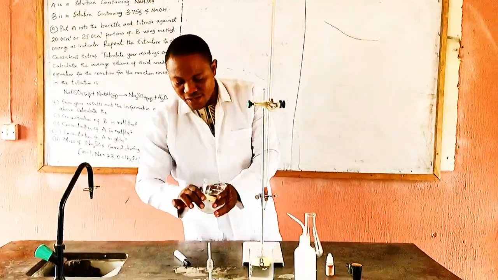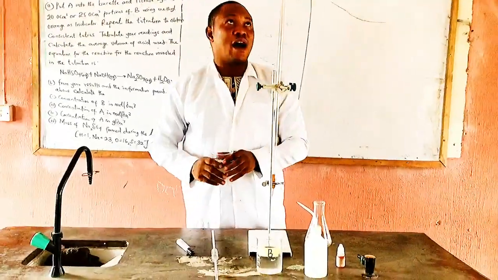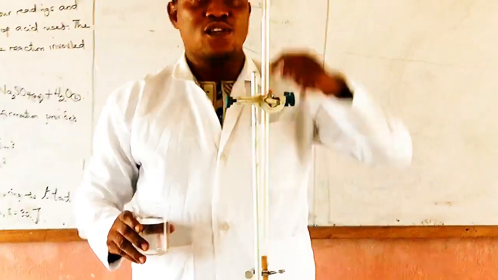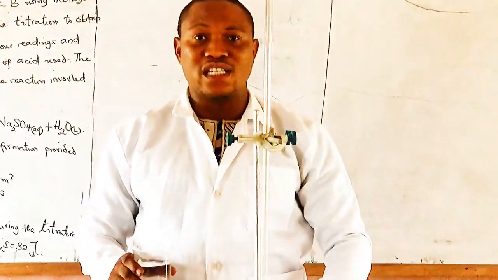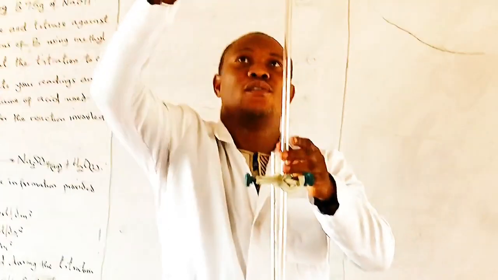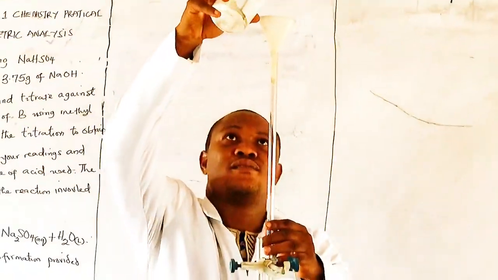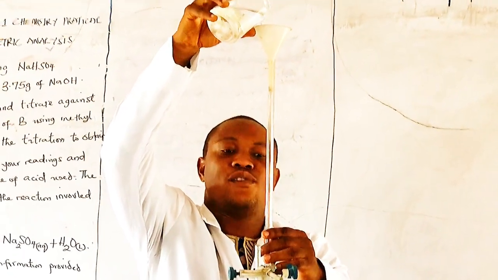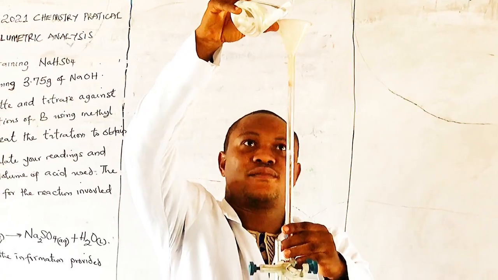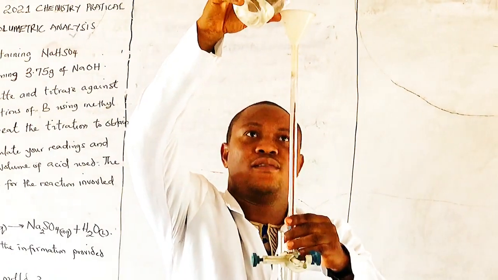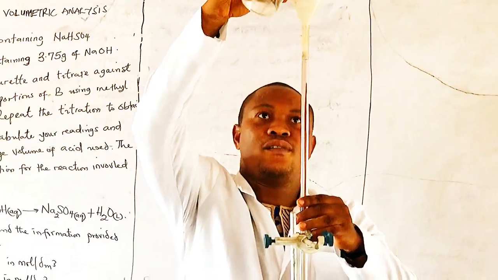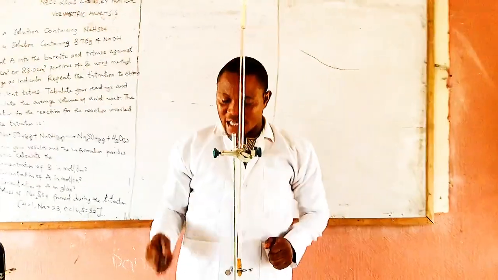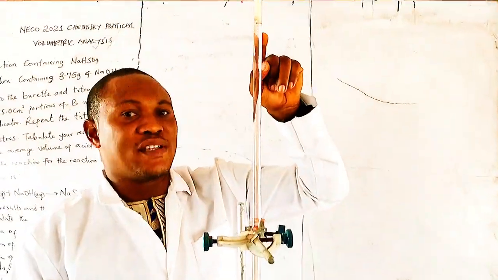So where is solution A? If you look at this, this is solution A. Now I'm putting solution A in the burette. Don't forget, I have clipped my burette already, so that when I put the solution A in, it will not run straight down through the burette. So this is solution A in the burette. Very, very important. Carefully, to the 0.00 mark. Look at that. Very important, to the 0.00 mark.